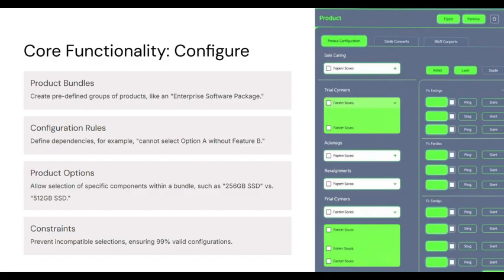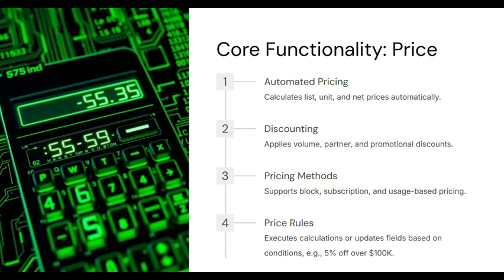So 99% of the time configurations are valid and error free, which means fewer mistakes and less back and forth. Now move on to our next. We have price, and this is where CPQ takes away manual calculation and headaches. Automatic pricing. As soon as products are selected, CPQ automatically calculates the list price, unit price, net price. No Excel sheet, no calculation, no manual errors, nothing else.